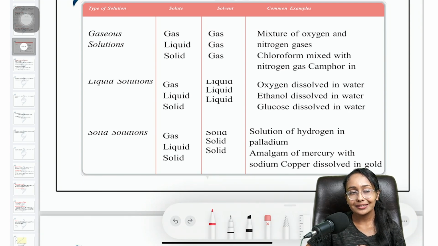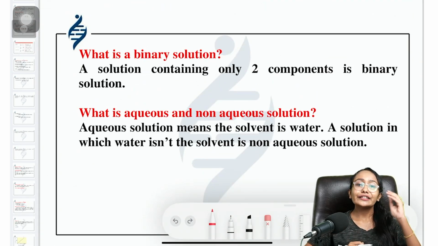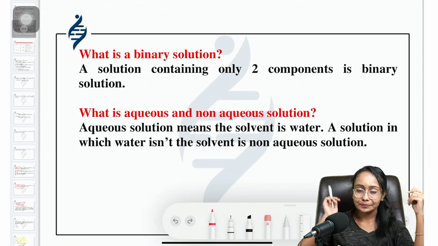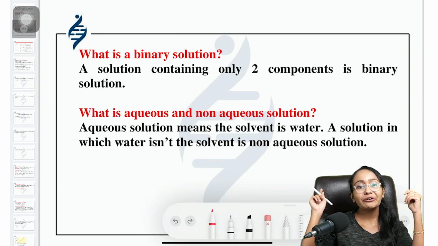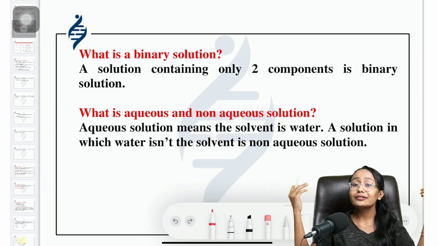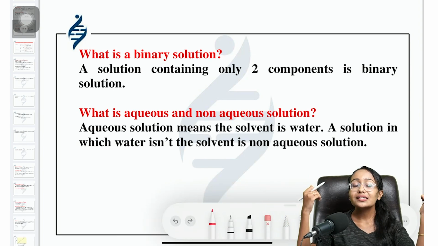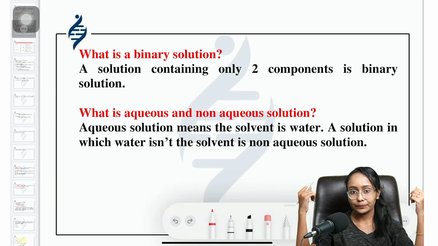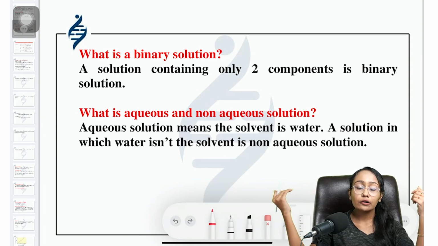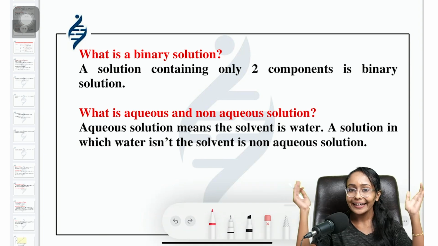Tell me the state of solute and solvent in a gaseous solution. Great. The solvent will be in the state of gas, and the solute can be solid, liquid, or gas. So the state of the solvent decides the state of the solution. In a solid solution, the state of the solvent will be solid. In a liquid solution, the state of the solvent will be liquid.